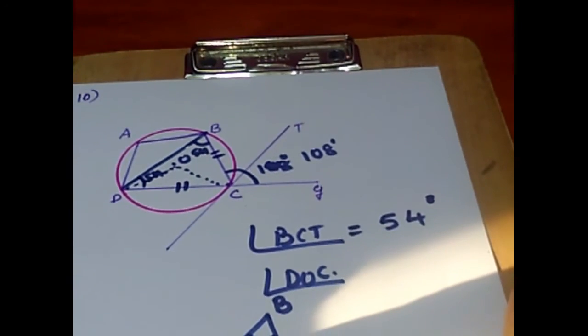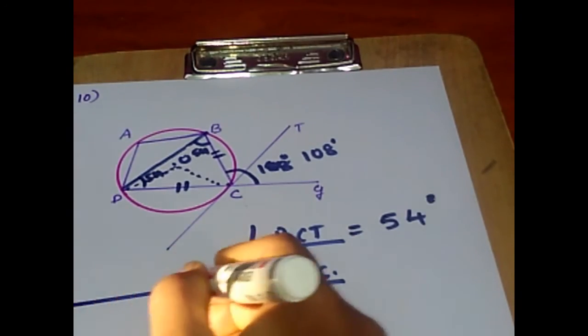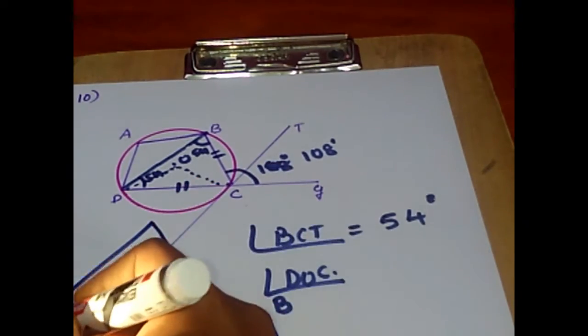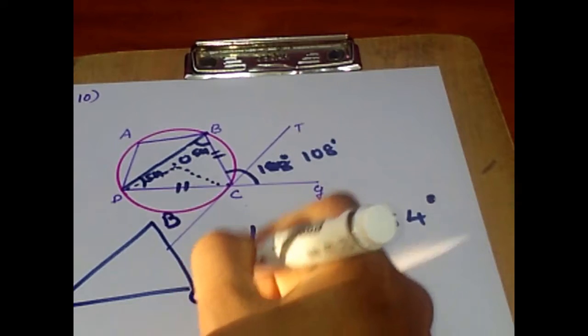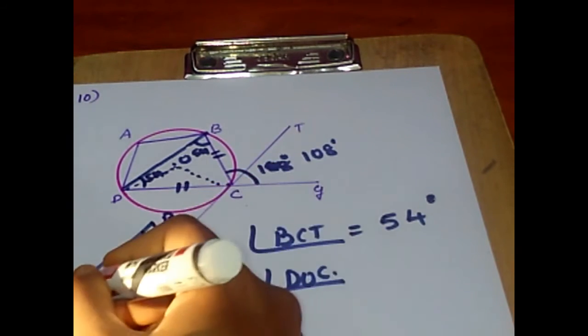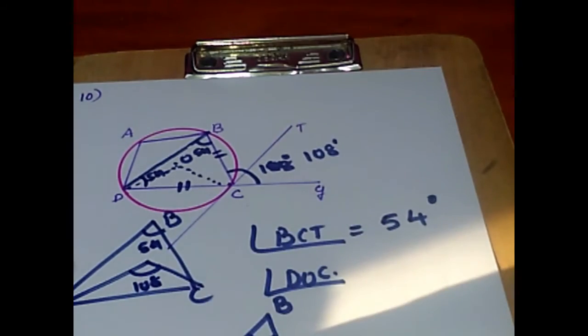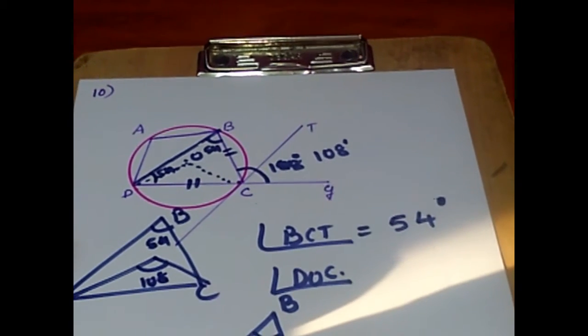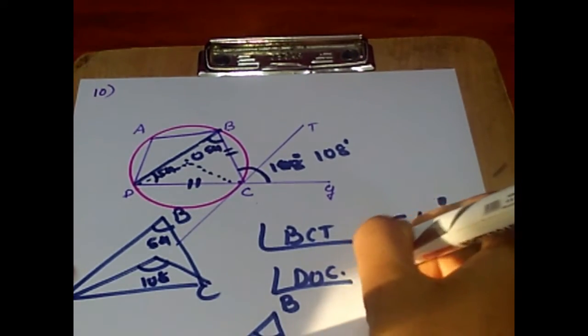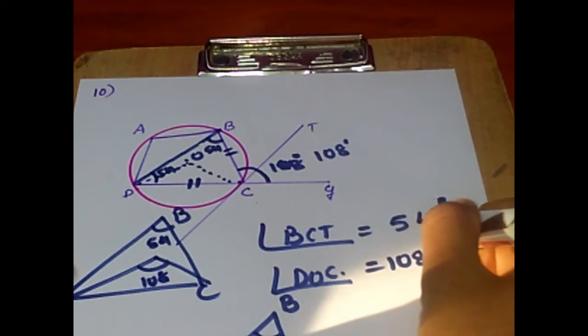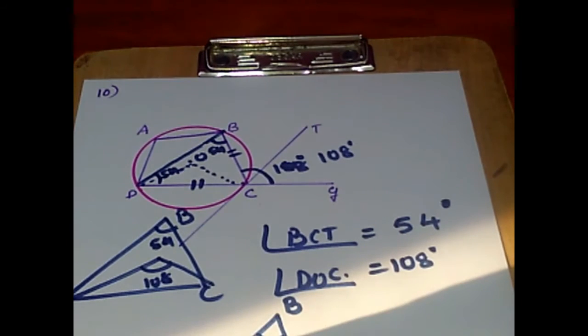Now, how to calculate angle DOC? Very simple. Just now we know that DBC is 54. Hence, DOC will be equal to 108 degree. Angle at the center is twice the angle at the circumference. So, angle DOC is equal to 108 degree. This is the solution for question number 10.